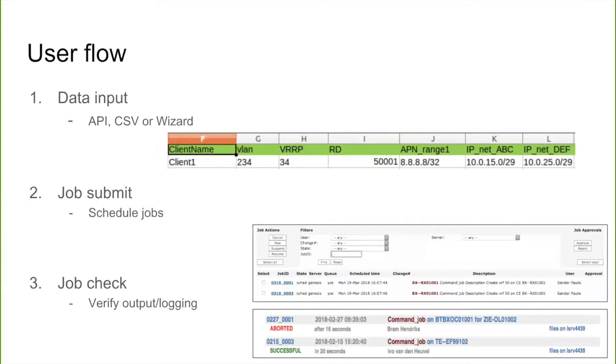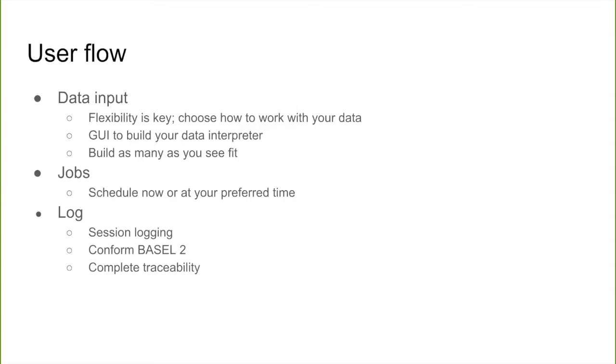So when we talk about this, it should be easy, a very limited user flow. You have your data input, what you want to achieve. This can either be an API, CSV, or wizard-like. It's about job scheduling. So jobs are tasks towards the network. And in the end, it's about verification. So again, data input, flexibility. How do you work with your data?